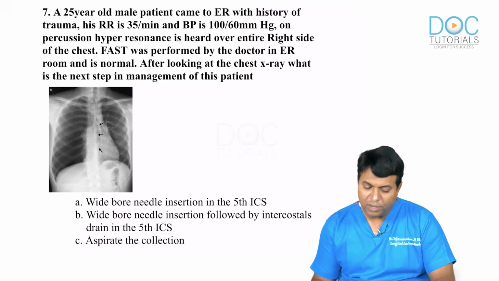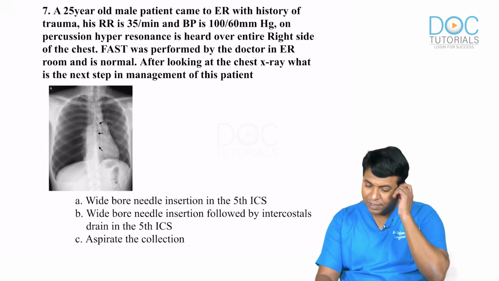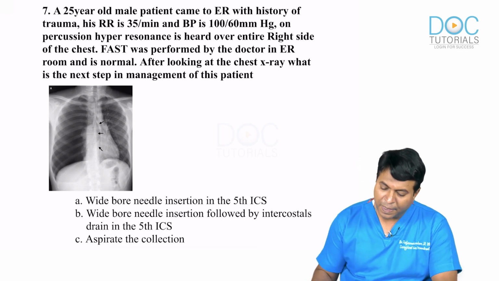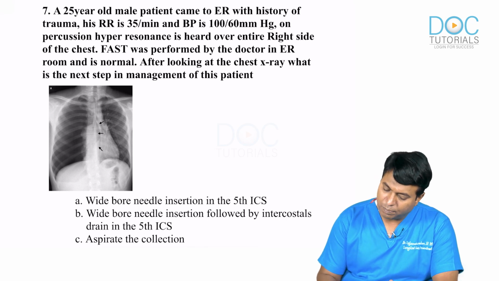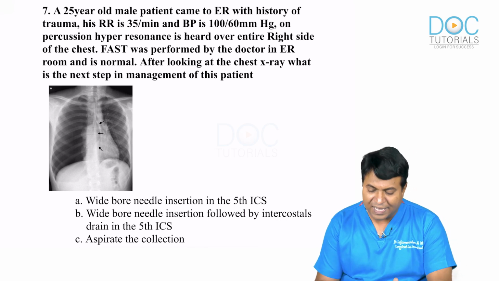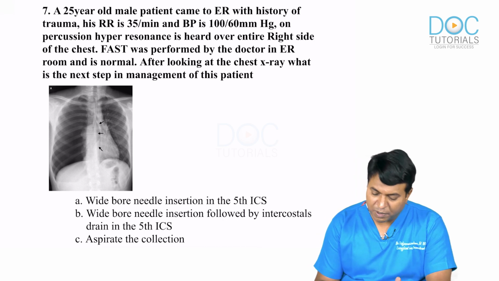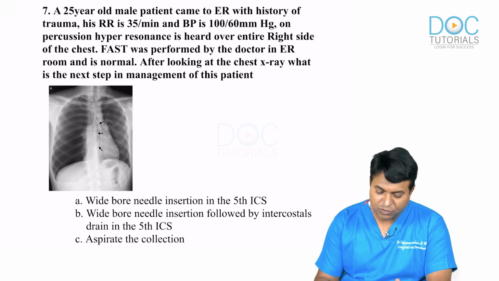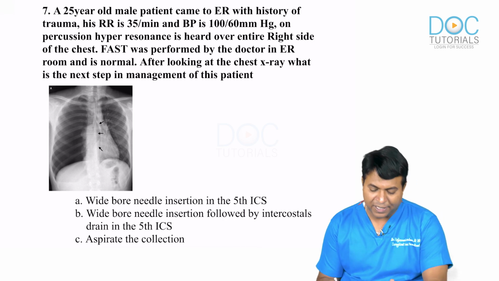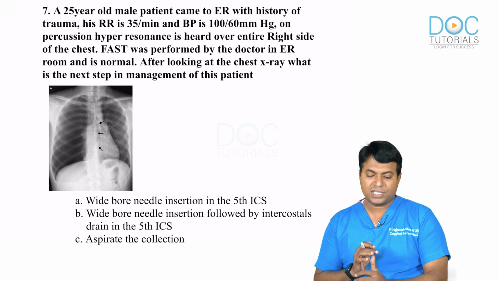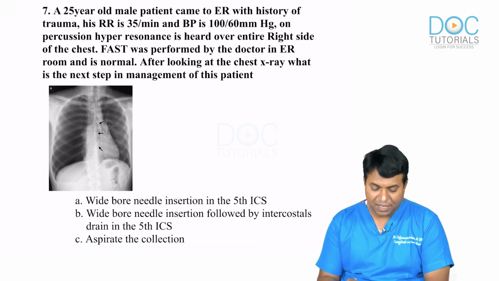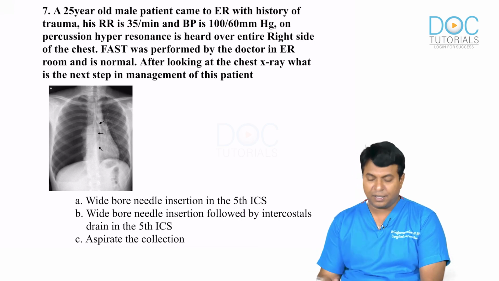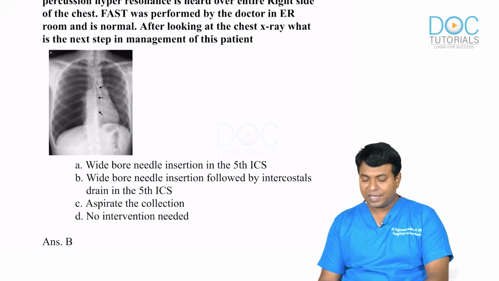A 25-year-old male patient came to the emergency department with a history of trauma. His respiratory rate is 35 per minute, BP is 100/60, and on percussion hyperresonance is heard over the right side of the chest. FAST was performed by the doctor in the emergency room and is normal. After looking at the chest, what is the next step of management? This is a case of pneumothorax. FAST was normal, but the chest X-ray very clearly shows a tension pneumothorax with a mediastinal shift. So please don't get confused, it is a clear-cut question.